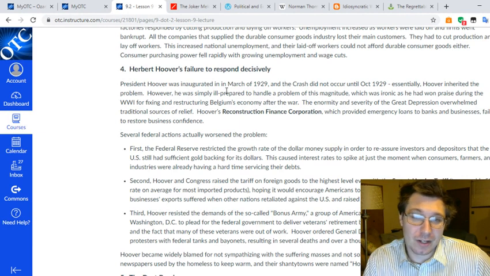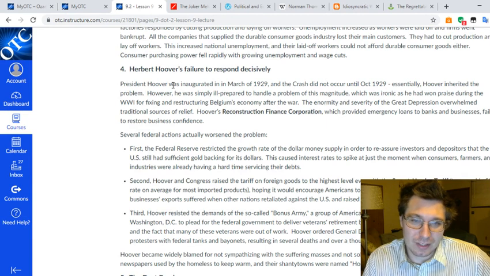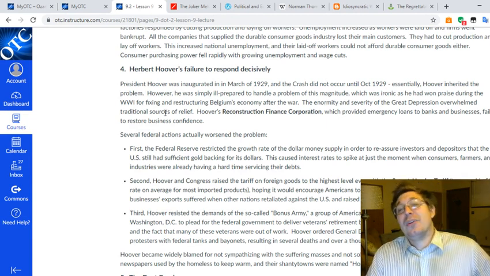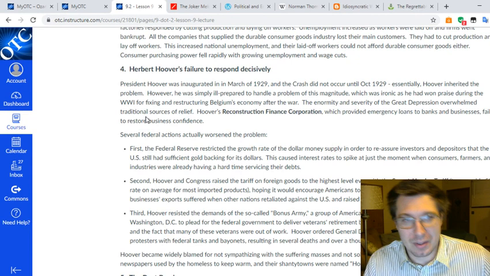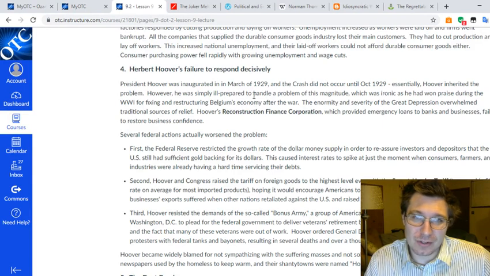President Herbert Hoover was inaugurated in March 1929, and the crash did not occur until October 1929. So essentially, Herbert Hoover inherited the problem. He didn't create it. A lot of the preconditions for the problem were set by the previous Republican presidents before him in Congress. But even so, he could have done more to respond, arguably, and he was ill prepared to handle a problem of this magnitude, which was ironic as he had won praise during World War I for fixing and restructuring Belgium's economy after the war.